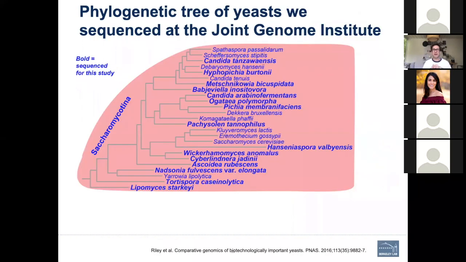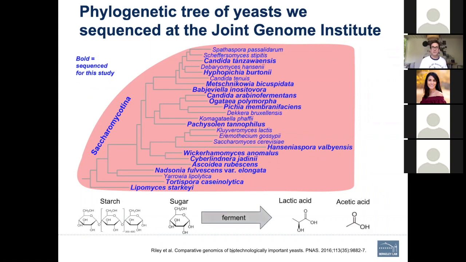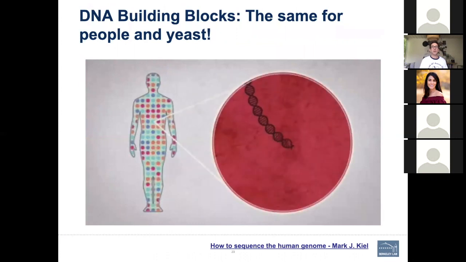But you can really use the phylogenetic trees to look at any group of organisms and how they're related. And so this is a phylogenetic tree of some yeasts that we sequenced their genomes at the Joint Genome Institute. And we were mostly interested in their physiologic properties, such as their ability to turn sugar and starch into things we care about and can use, such as lactic acid and acetic acid that make our sourdough bread sour, and many other useful compounds such as biofuels and drugs and vitamins and flavor molecules.